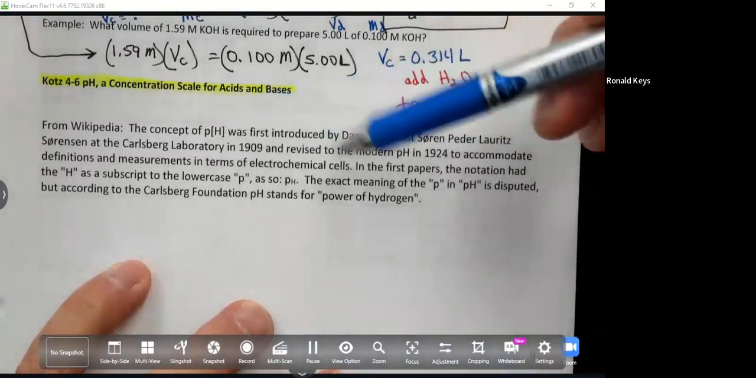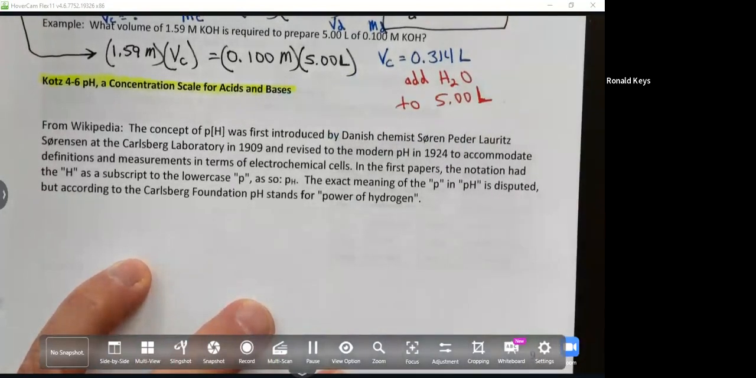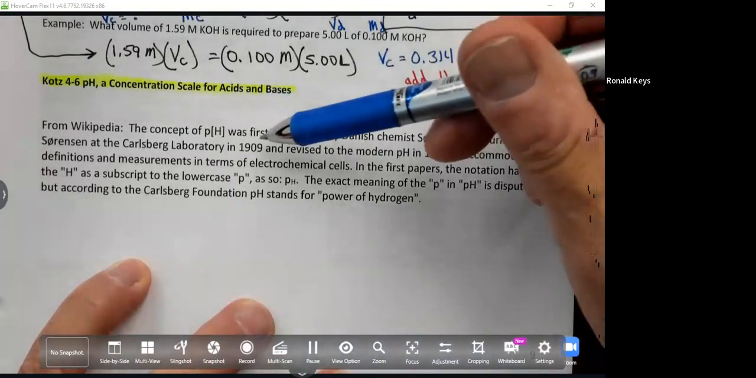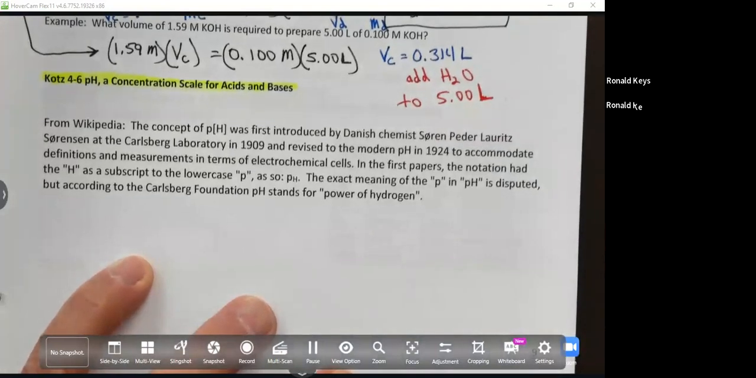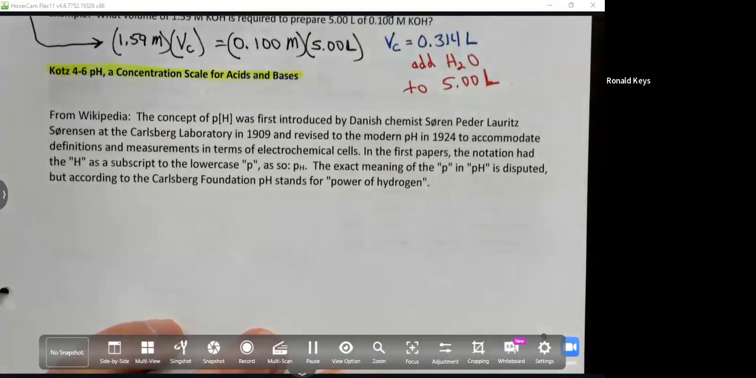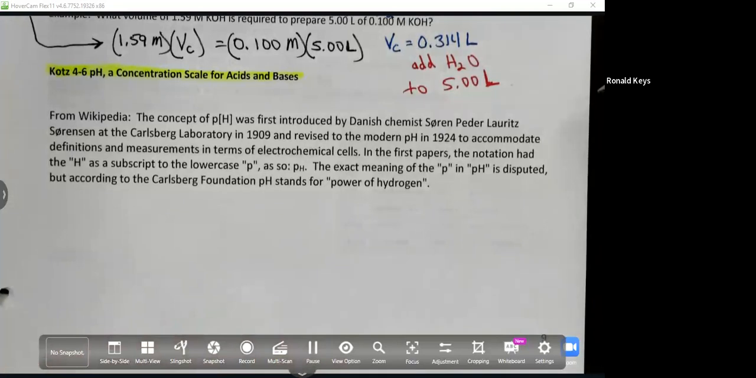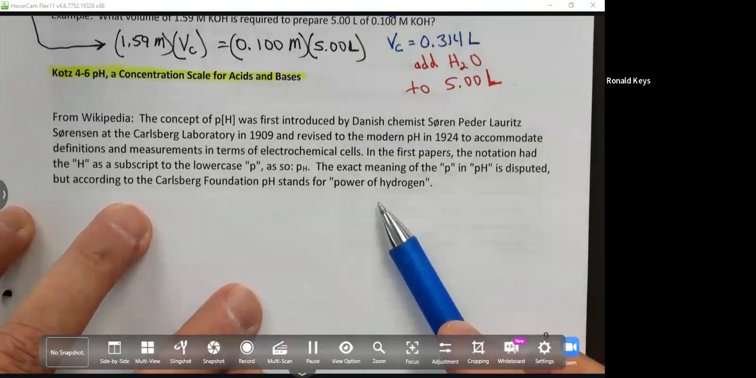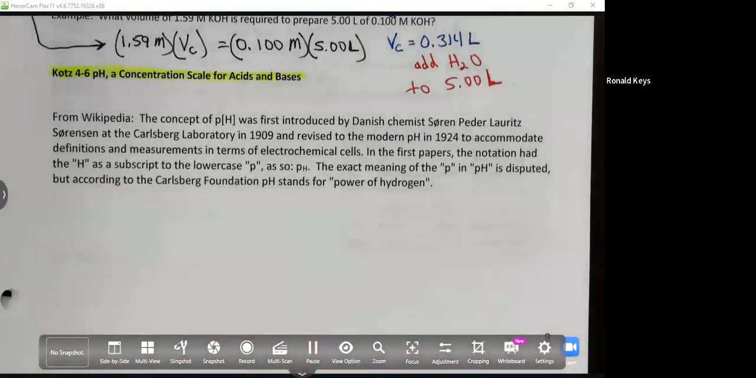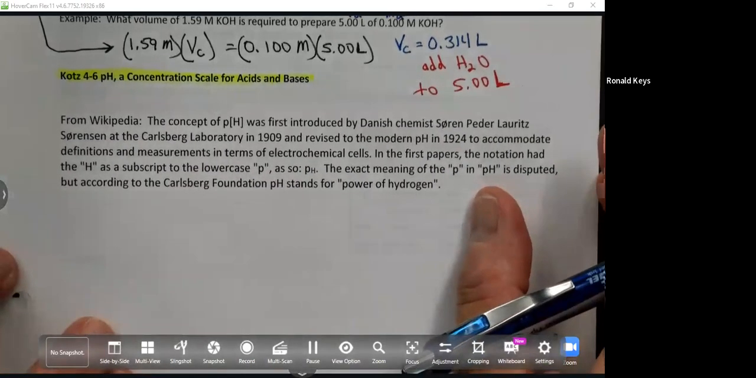The concept of pH was first introduced by a Danish chemist. Then in 1909, it was revised to the modern pH in 1924. Students ask me, what exactly does pH stand for? So I looked it up on Wikipedia, because every time I looked it up, it was a different answer, and it still seems to be. I always thought it was potential hydrogen, but it could be power of hydrogen. We really don't know why the subscript is there. It's kind of weird. But pH is a logarithmic scale.